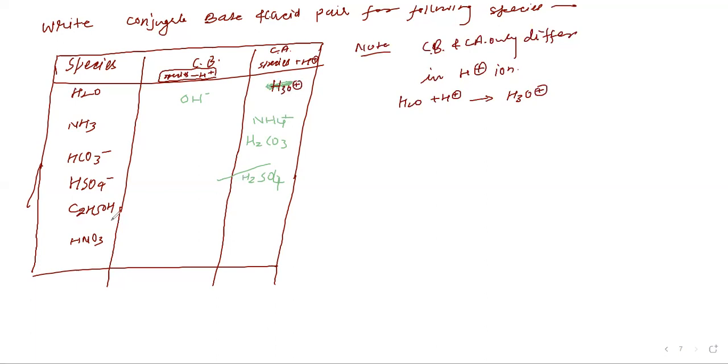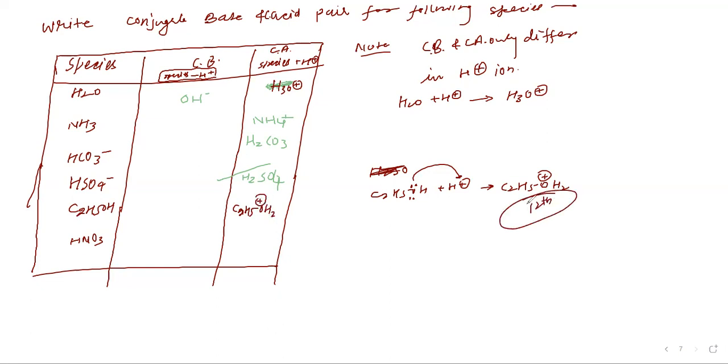You added H plus. H2SO4. C2H5OH has a lone pair of electrons. You are adding the H plus, so what will happen? It will be C2H5OH2 with positive charge. This is there in the 12th standard: protonation of alcohol, protonated alcohol.